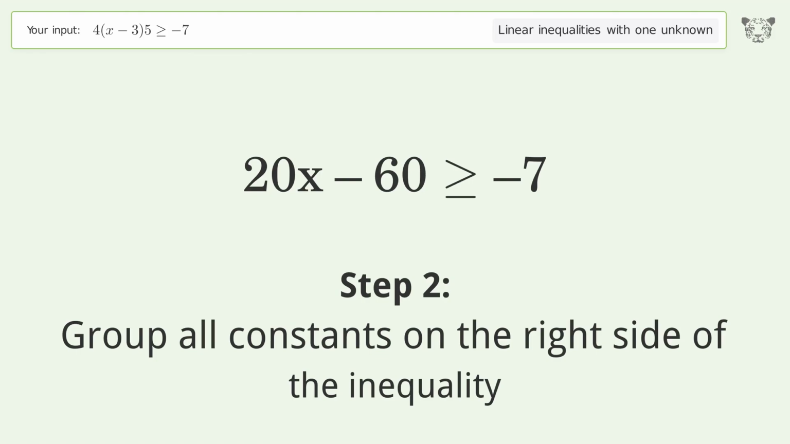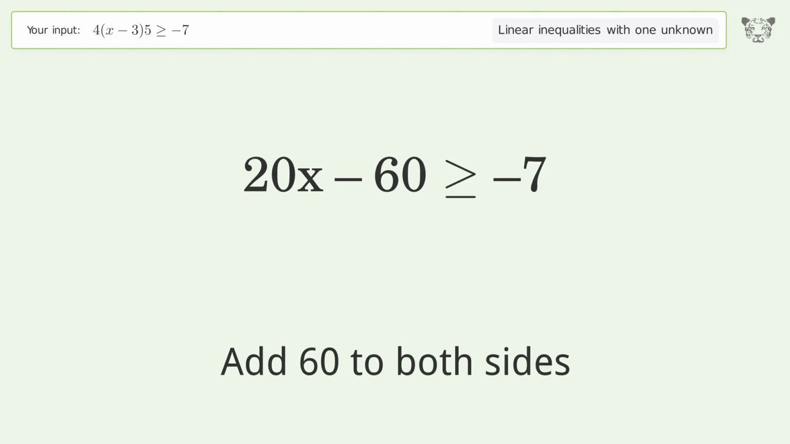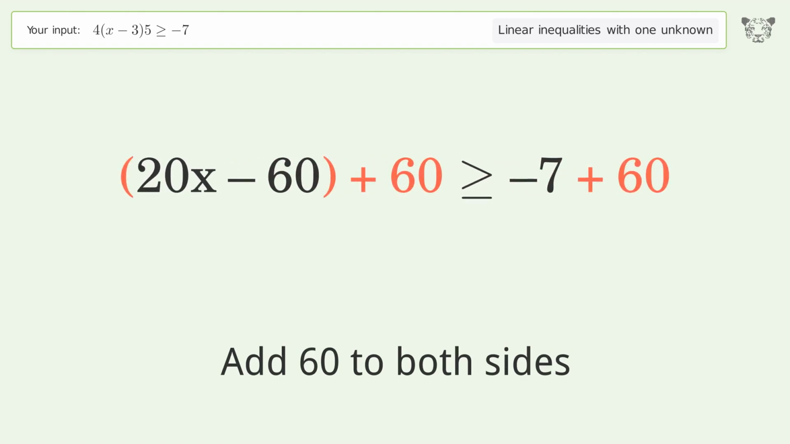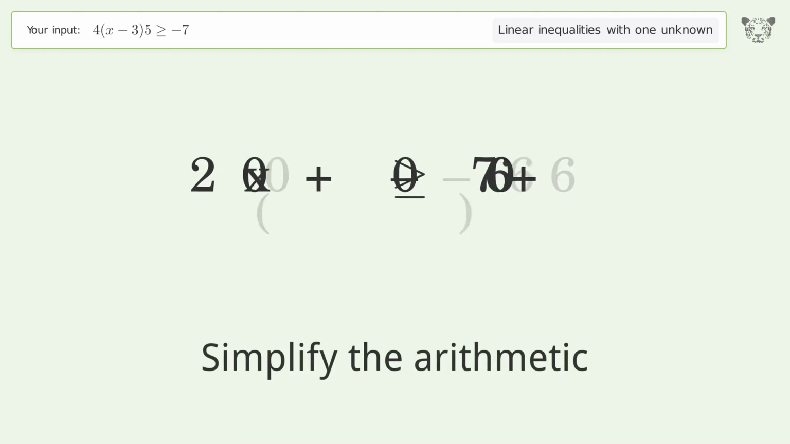Group all constants on the right side of the inequality. Add 60 to both sides. Simplify the arithmetic.